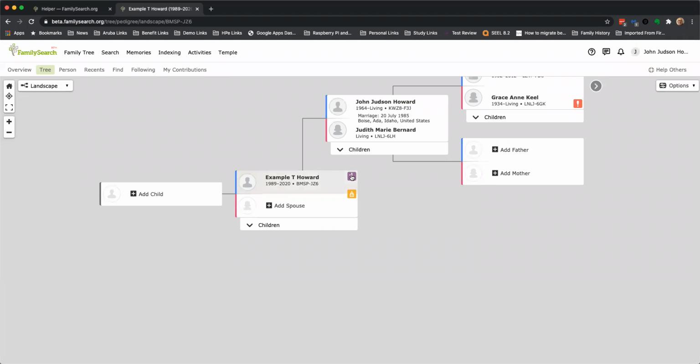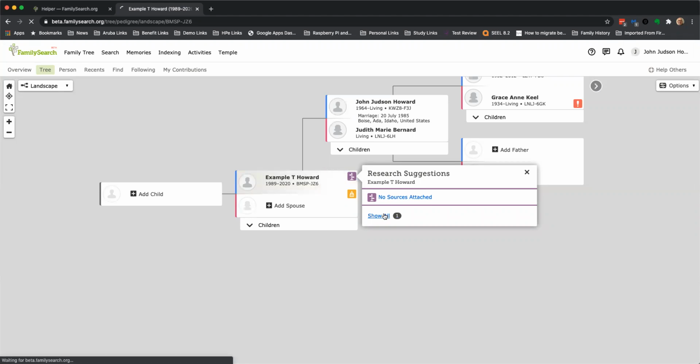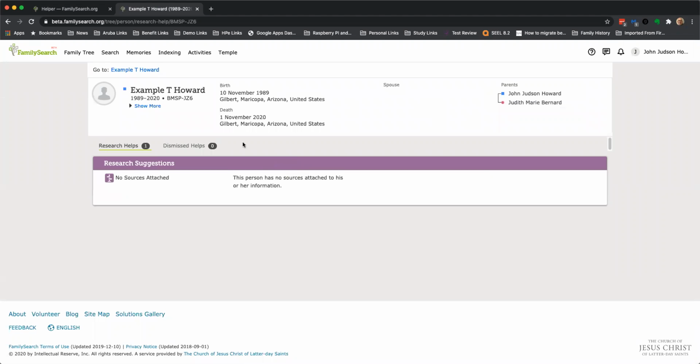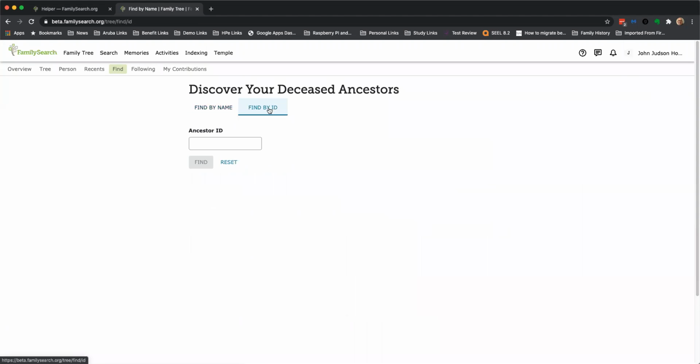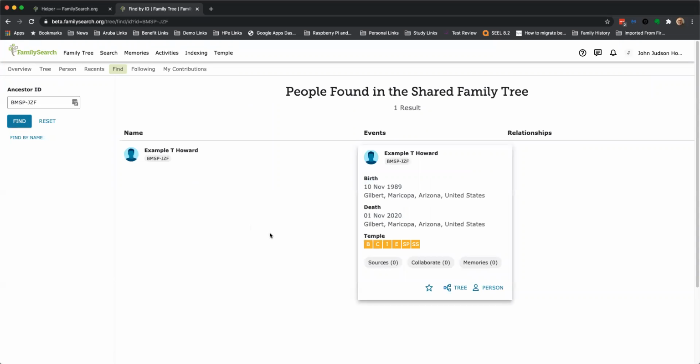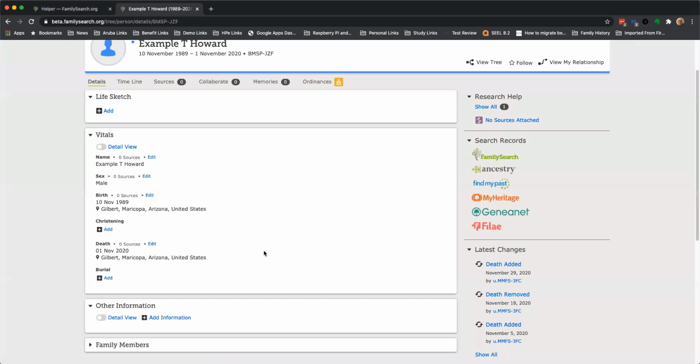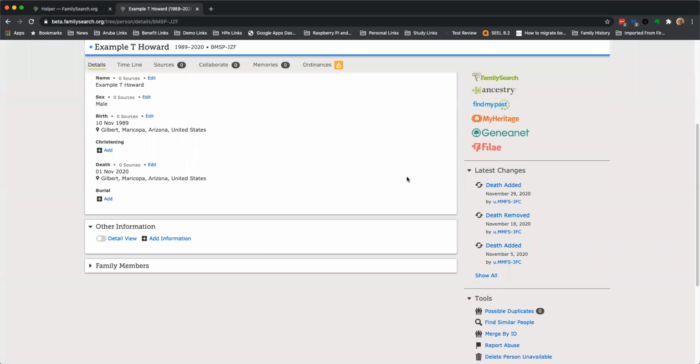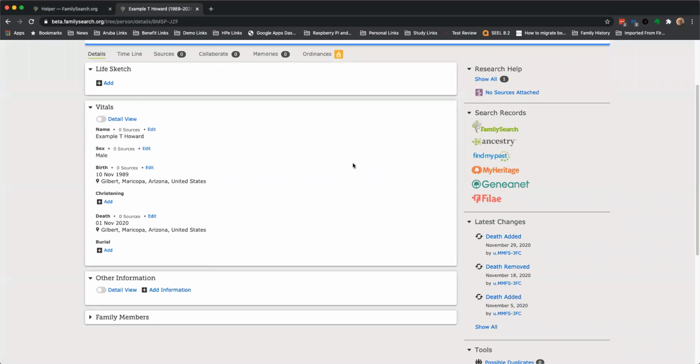Okay, so if I go back to tree, now I'm starting to get issues here. Eventually, what will happen is that the little automation, little FamilySearch bots out there will likely figure out that these are duplicates of each other, and I'll get a note about it. You'll get a little research help about it, right? This is a test environment, so it might be a little sluggish.